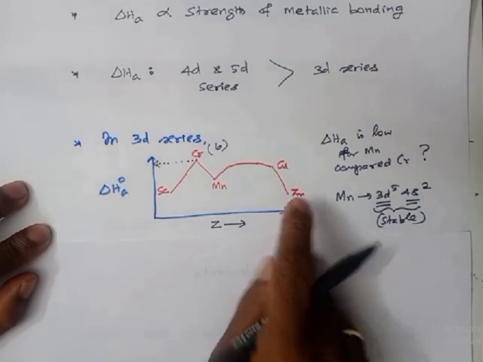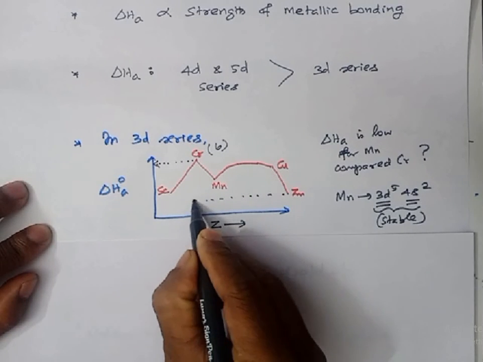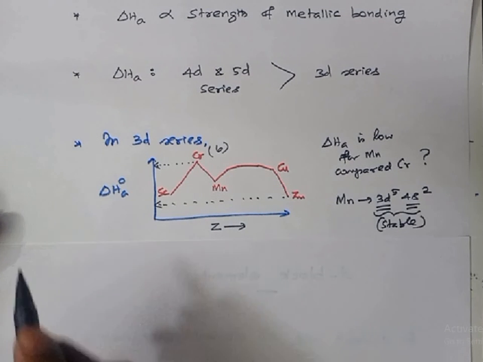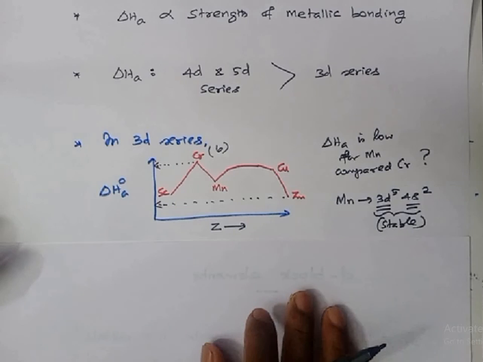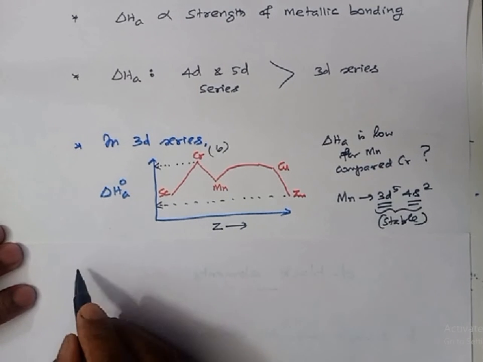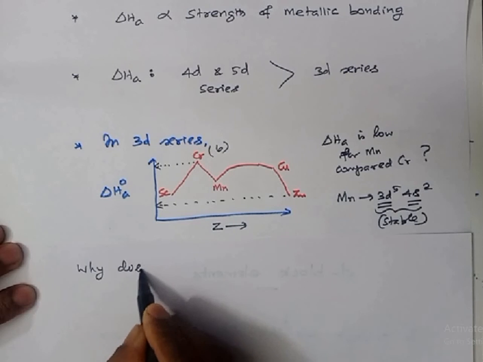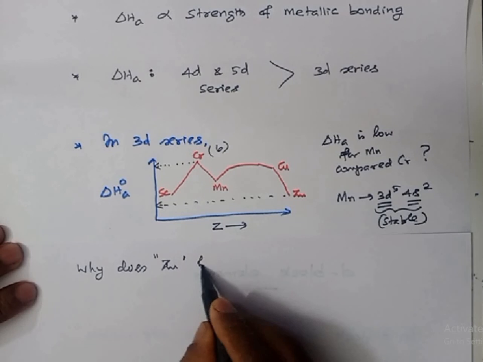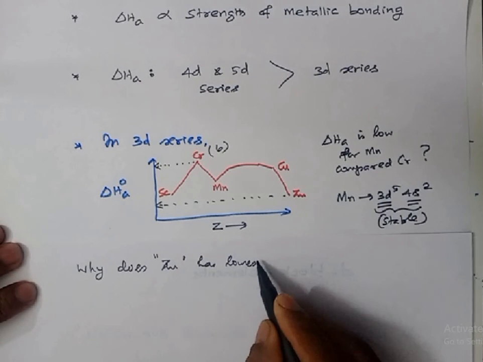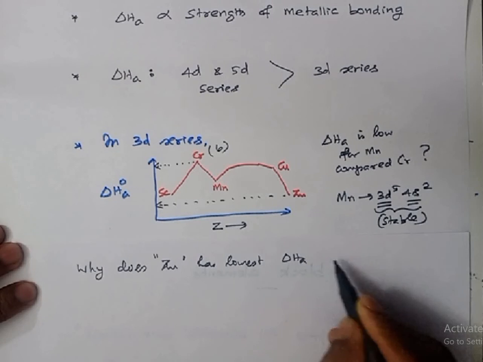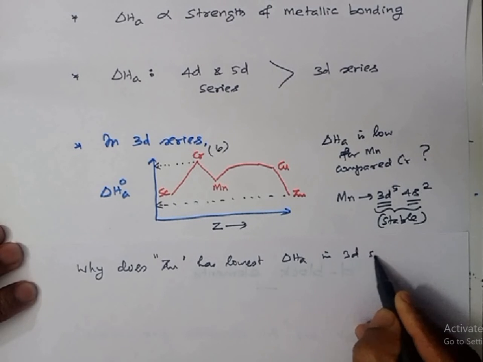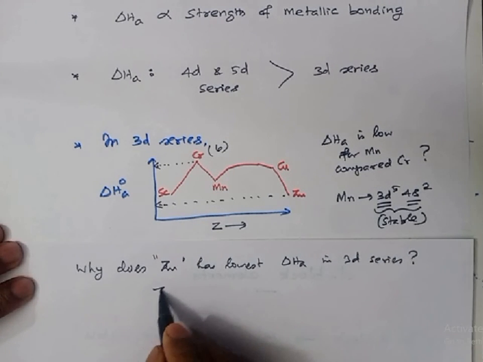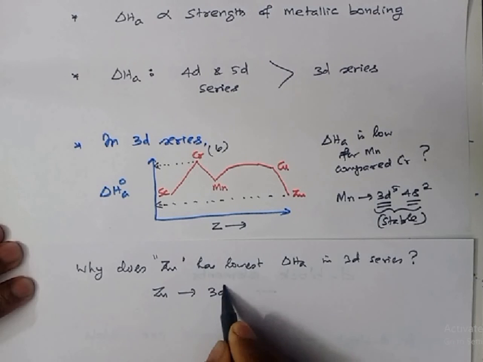You may ask a question: why does zinc have the lowest enthalpy of atomization in the 3d series? Take this down. What is the reason? The reason is zinc's electronic configuration is 3d10 4s2.